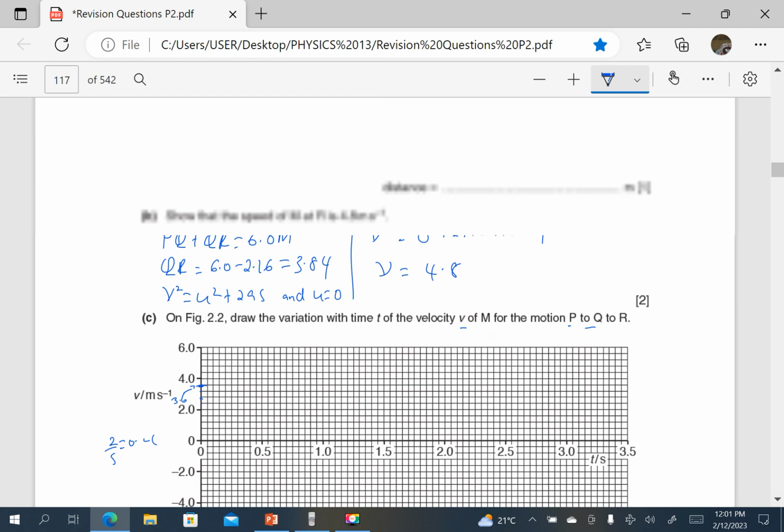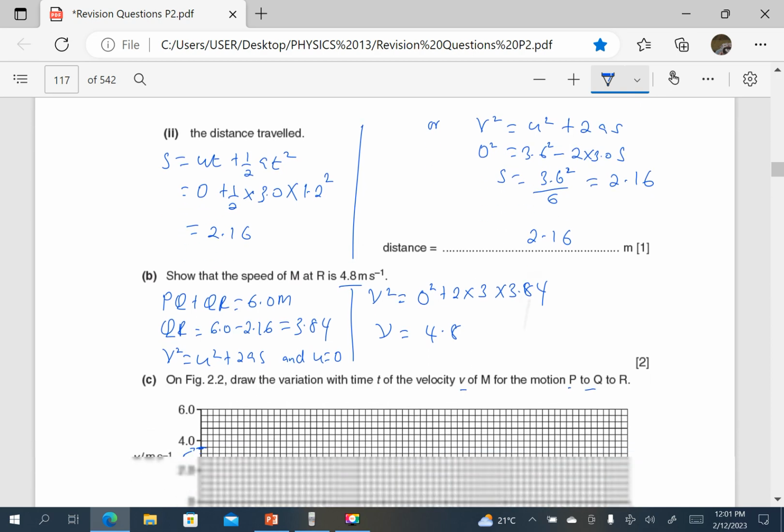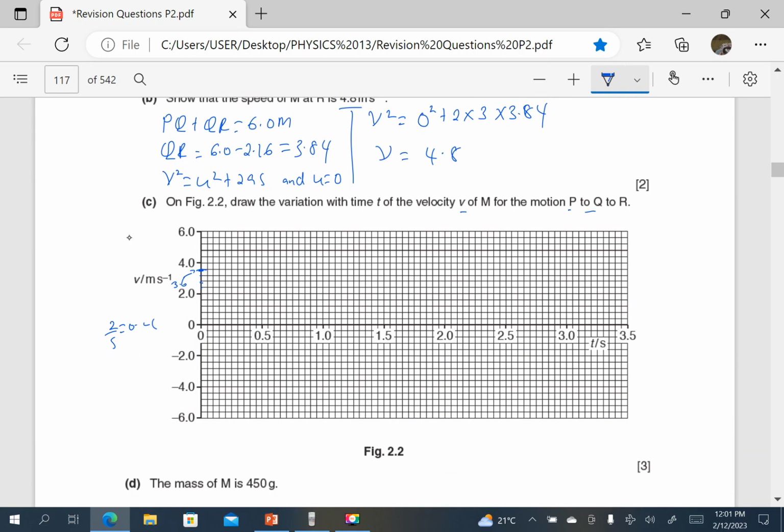The time is 1.2 when it becomes 0. On the x-axis, the scale is 0.05, so this is 1.05, 1.1, 1.15, and 1.2 is there. So that is a straight line. I first draw that straight line from 3.6. The velocity reduces to 0 at 1.2. At the time of 1.2, the velocity becomes 0.